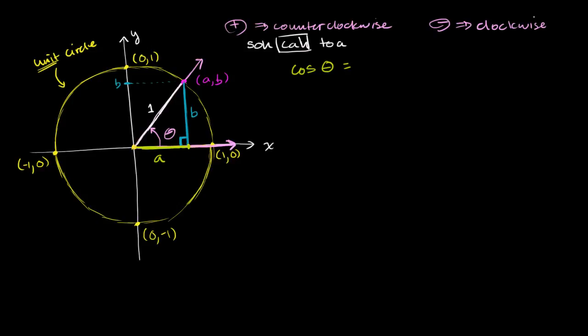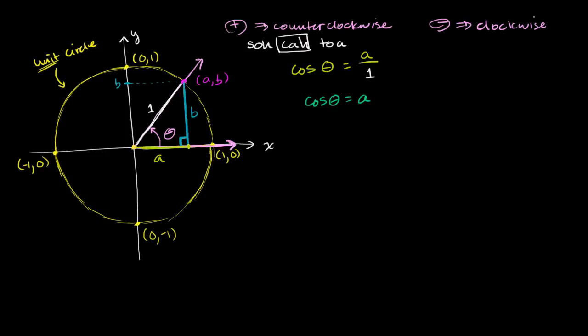The length of the adjacent side for this angle has length A, so it's going to be equal to A over, what's the length of the hypotenuse? Well, that's just 1. So the cosine of theta is just equal to A. Let me write this down again. So the cosine of theta is just equal to A. It's equal to the x-coordinate of where this terminal side of the angle intersected the unit circle.